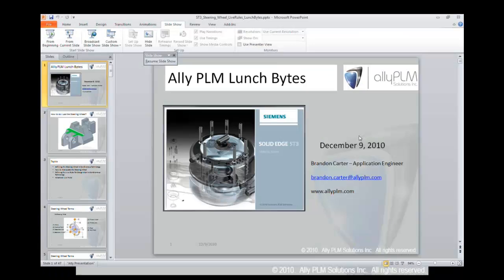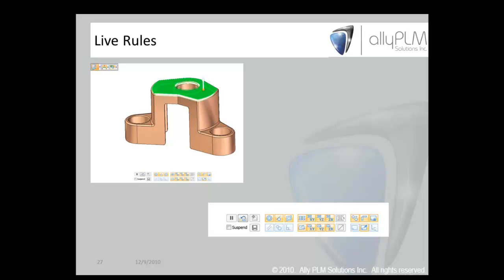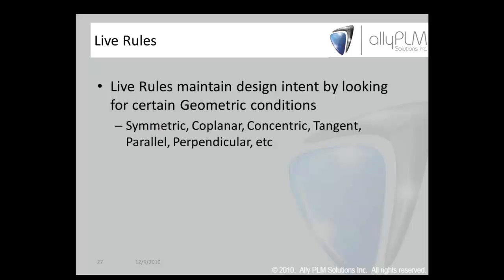And what we're going to look at here is we're going to introduce the live rules for you and explain what kind of geometric relationships we're doing. So live rules are going to maintain design intent by looking for certain geometric conditions. So if we modeled a part to be symmetry, we modeled faces to be coplanar, concentric, live rules are going to help find those identities for us and help move those and bring those along for the ride.